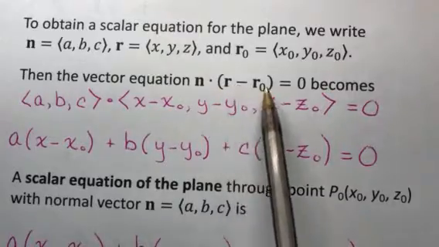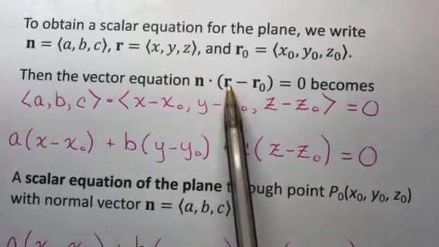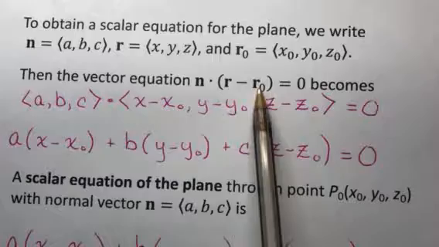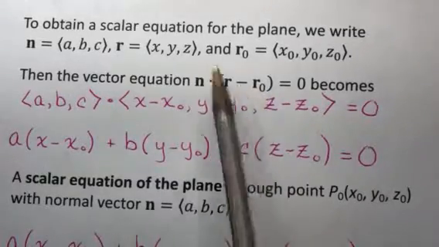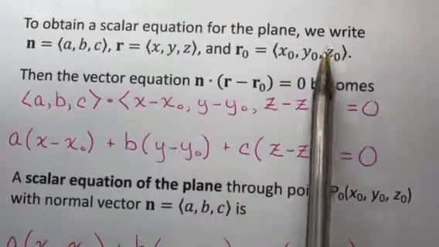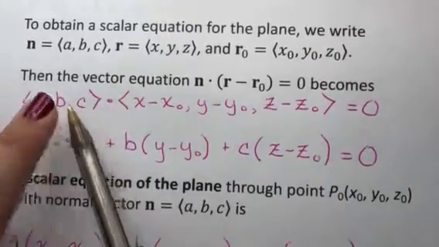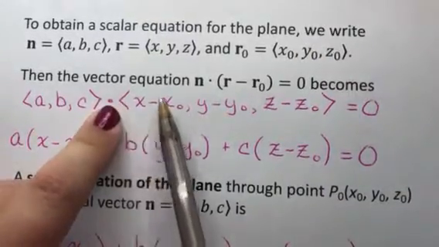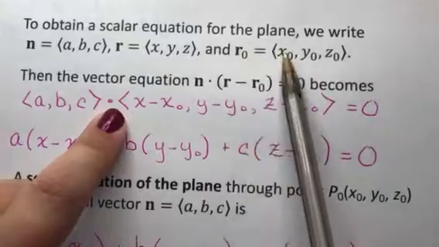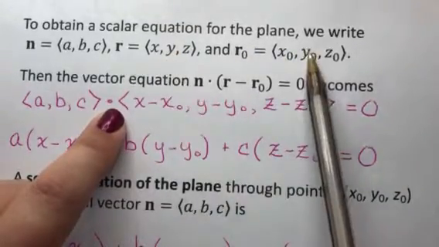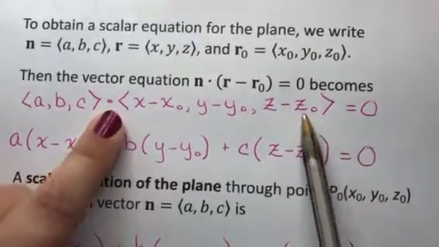N dot R minus R sub 0. So I'm going to start by making the vector R minus R sub 0. And remember, to make a difference of vectors in component form, we just subtract the components. Okay, so here's N dot the difference: X minus X sub 0, Y minus Y sub 0, Z minus Z sub 0.